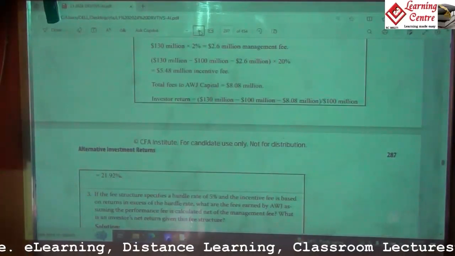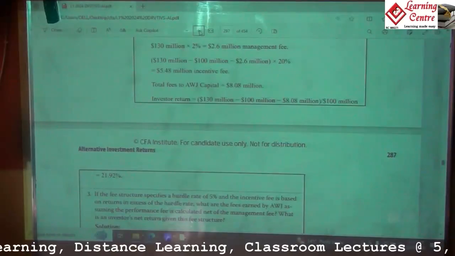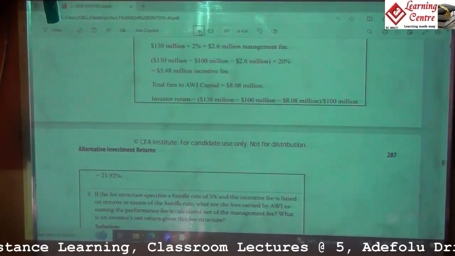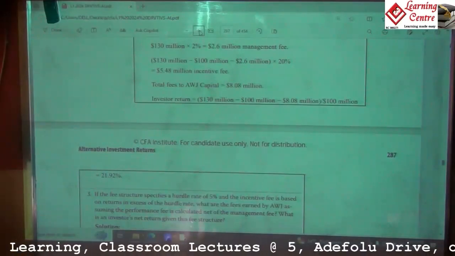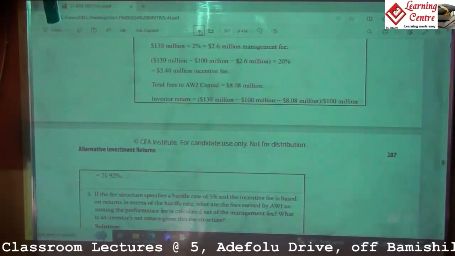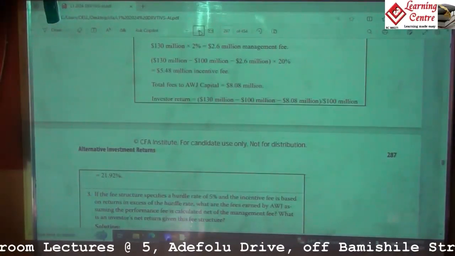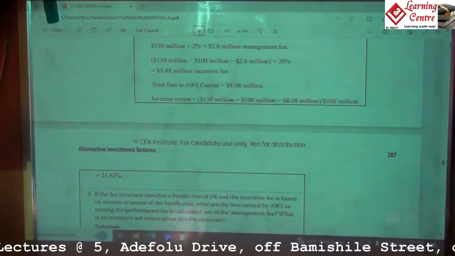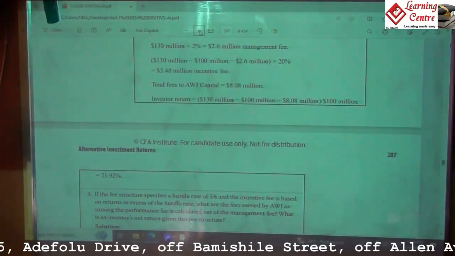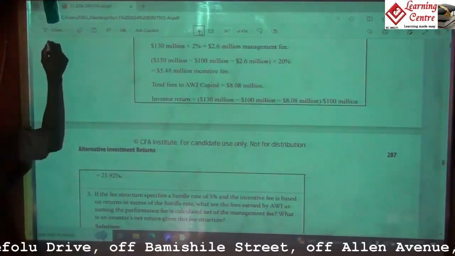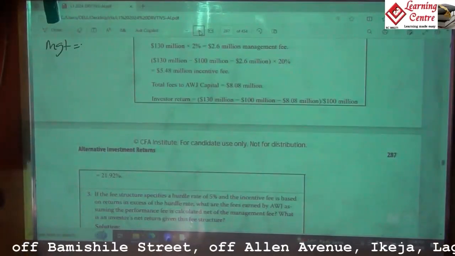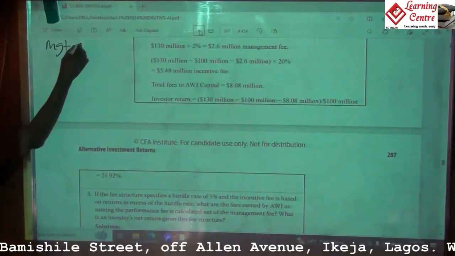Number 3 says: if the fee structure specifies a hurdle rate of 5% and the incentive fee is based on return in excess of the hurdle rate, what are the fees earned by AWJ, assuming the performance fee is calculated net of management fee? So what's our management fee? Our management fee still remains 2.6.